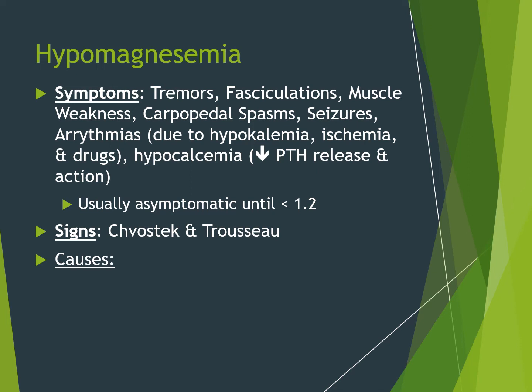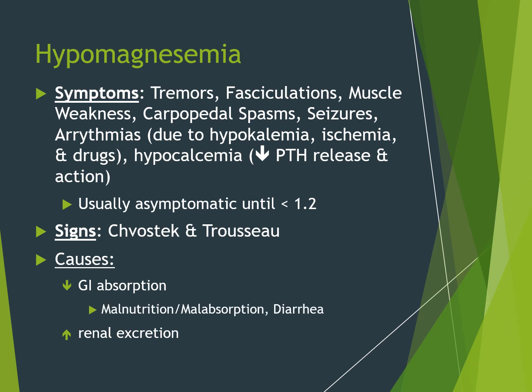Common causes of hypomagnesemia can either be decreased GI absorption or increased renal excretion. Decreased GI absorption occurs such as in malnutrition or malabsorption or in diarrhea. Increased renal excretion occurs typically with diuretics, cisplatin, or aminoglycosides such as gentamicin, tobramycin, or neomycin.